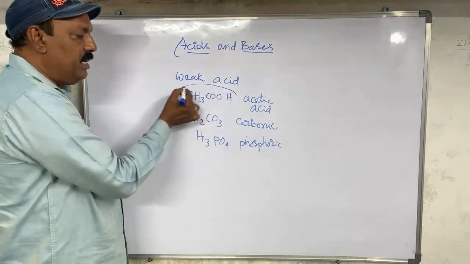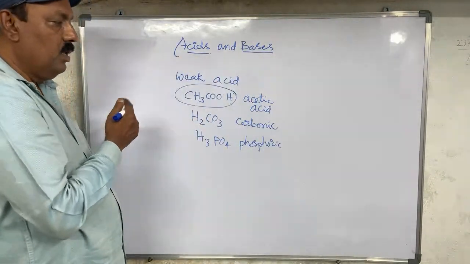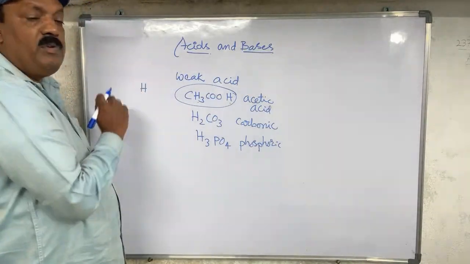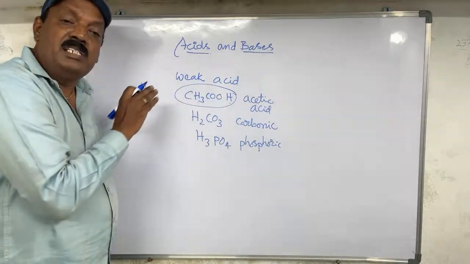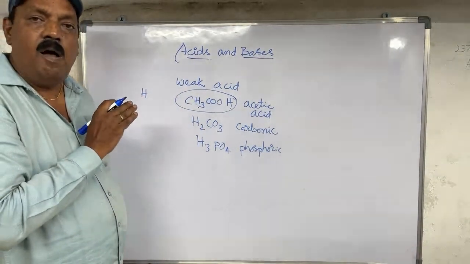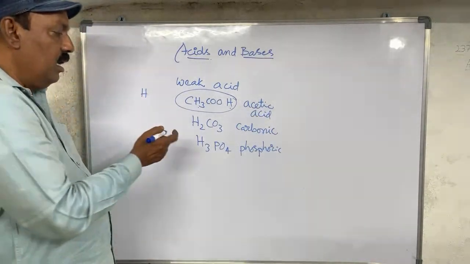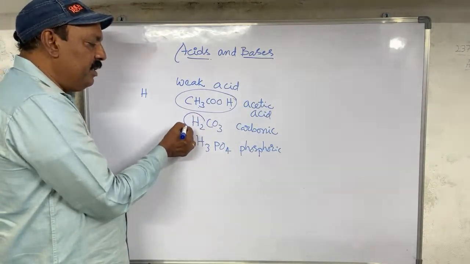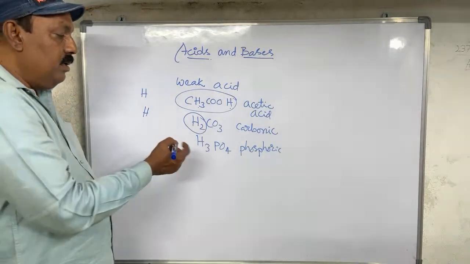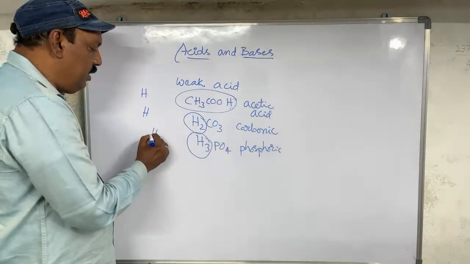Here the first acid, acetic acid, has 4 hydrogens, H3 and here 1. When it is dissolved in water, it releases only one hydrogen. It is not going to release the 3 hydrogens; it keeps 3 hydrogens with itself. It is not releasing all the 4 hydrogens it has. Here carbonic acid has 2 hydrogens, and it also releases only one hydrogen. And phosphoric acid has 3 hydrogens, and it also releases one hydrogen.